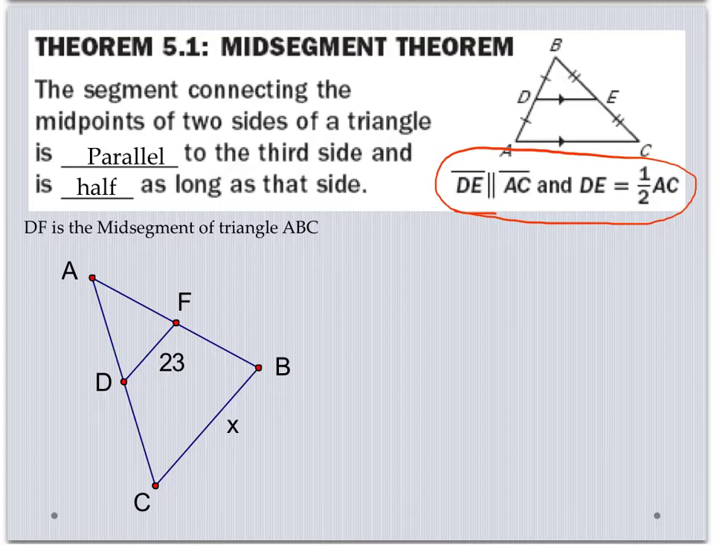So in this first example, we have that DF is a midsegment of triangle ABC. So we should know that DF is half the length of CB. To solve for x, we would have that 2 times 23 is going to equal the length of CB, which here is noted as x. So 46 must be equal to x.